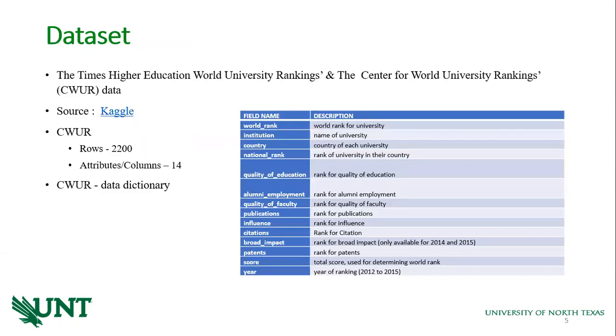So here is the metadata for the CWUR ranking system. Basically, I got this data from the Kaggle website. If anybody wants to do some analysis or practice some analysis, this is the website where they should go. This Kaggle website has a lot of data sets and different varieties of data sets. This data set has almost 2,200 rows, and 14 columns are attributes.